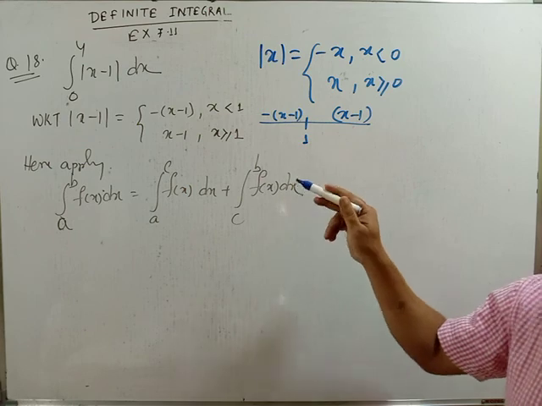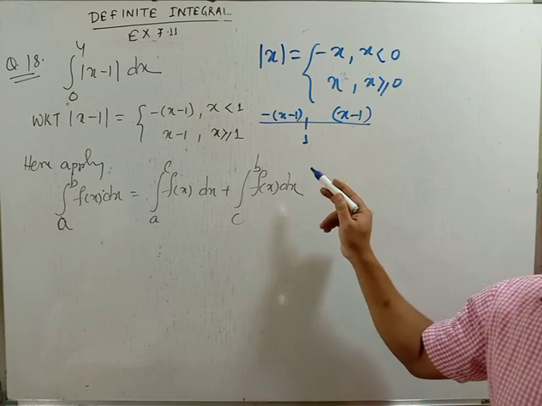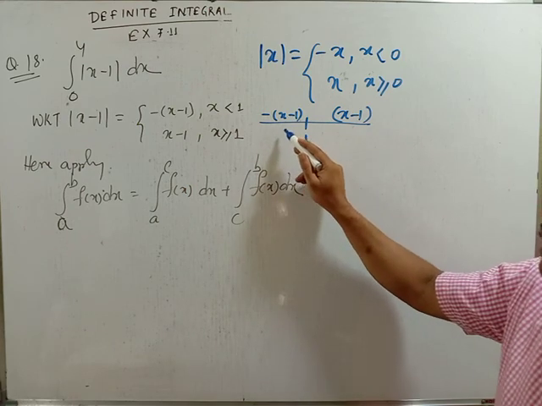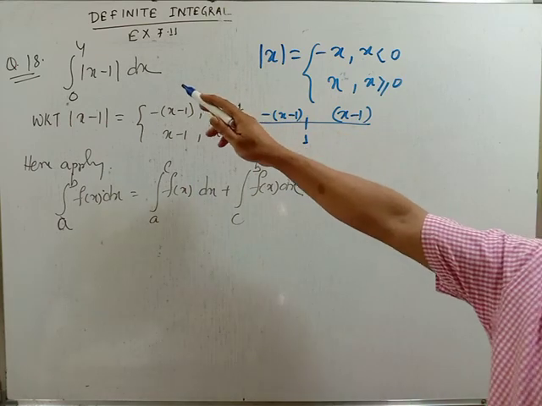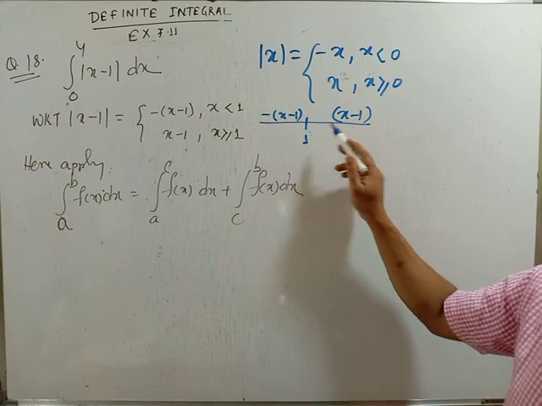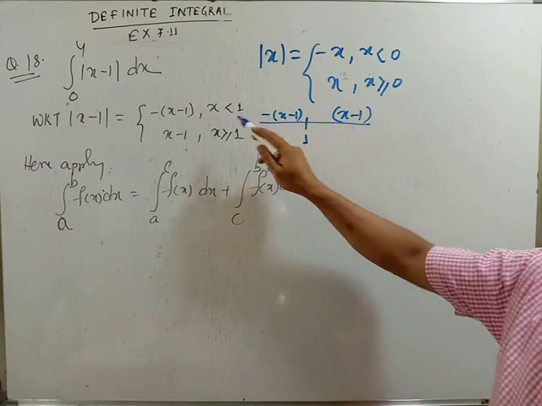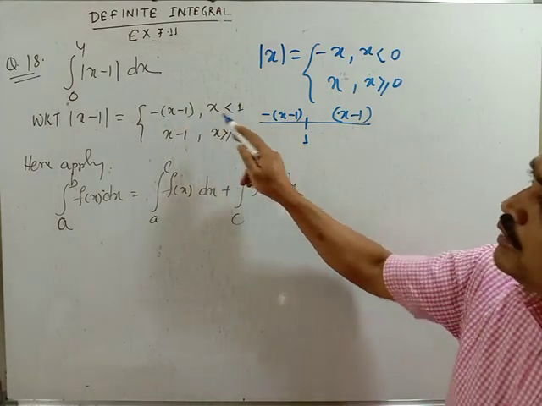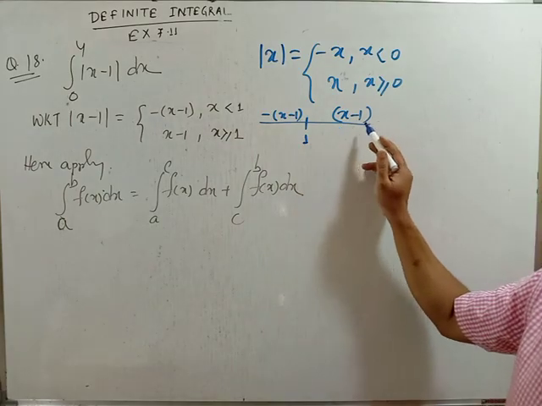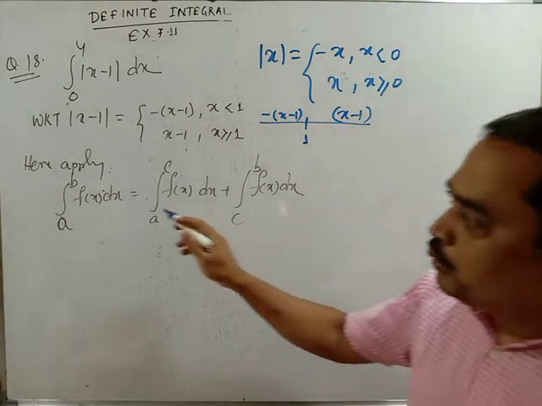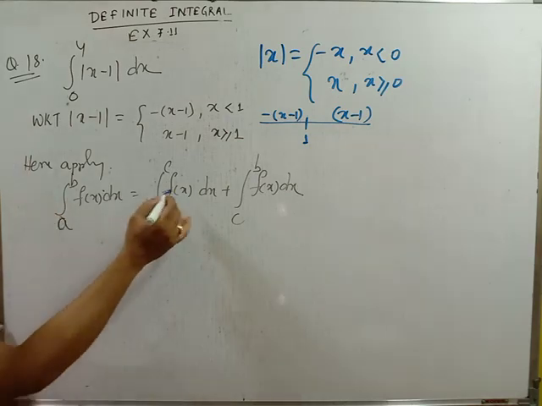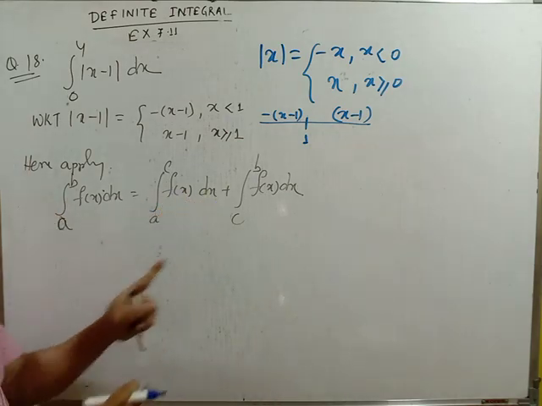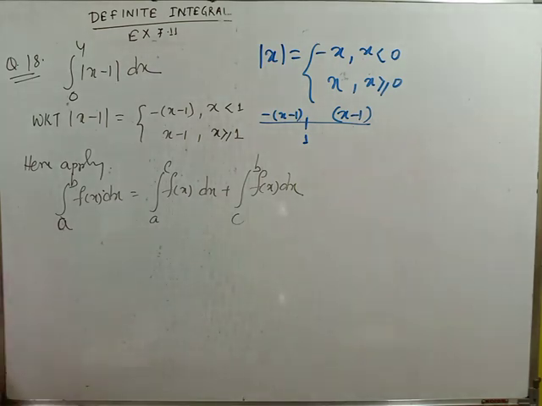If you are applying the limit as x approaches 1, left of 1 this will be the function, right of 1 this will be the function. So this is only limiting we are applying, so that way it is split into two parts. Less than 1, it is minus of x minus 1, and greater than 1, it is x minus 1. So we will apply this property: integral a to b of f(x) dx is integral a to c of f(x) dx plus integral c to b of f(x) dx.